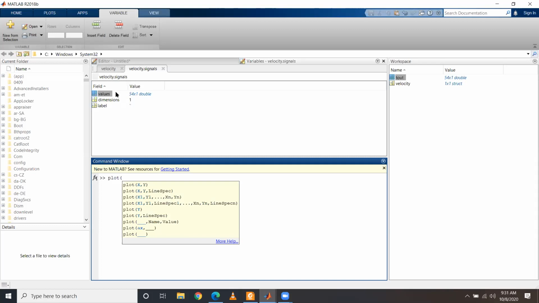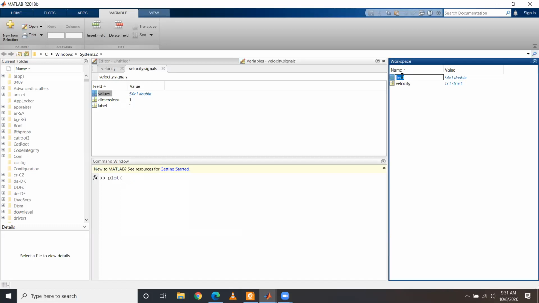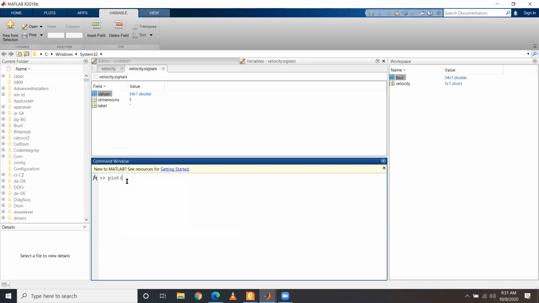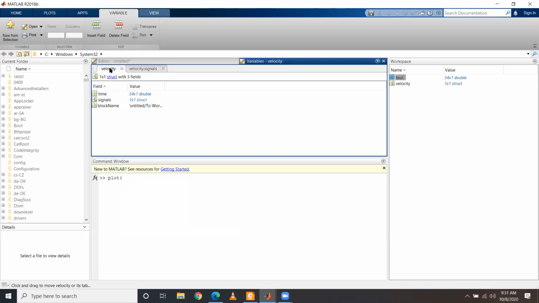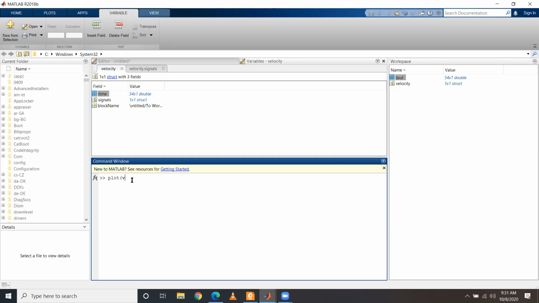So for the time, you can directly use tout: plot tout, comma, whatever. Or you can use the time that is inside the velocity structure. How to write this one? Write your structure name first, velocity. Dot, then write your variable that is stored inside the structure. This time is stored inside the velocity structure, so just write velocity dot time.